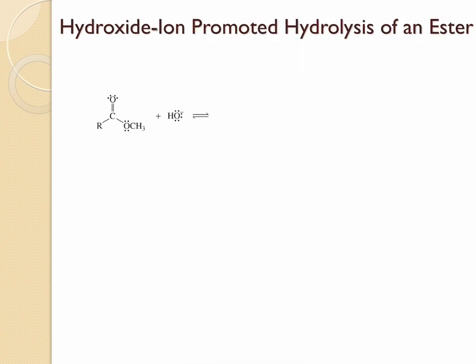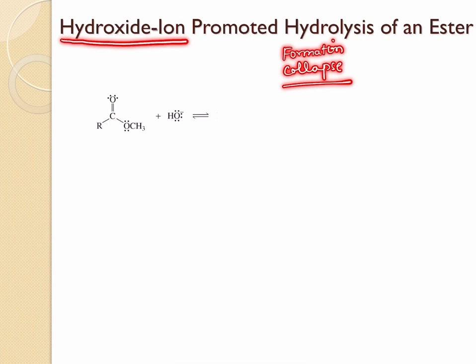The rate of hydrolysis of an ester can be increased by hydroxide ion. Like the acid catalyst, the hydroxide ion is also going to increase the rate of the two steps, which is the formation of the tetrahedral intermediate and the collapse of the tetrahedral intermediate. Now let's take a look into this mechanism.